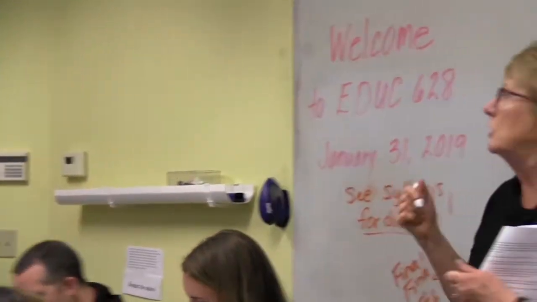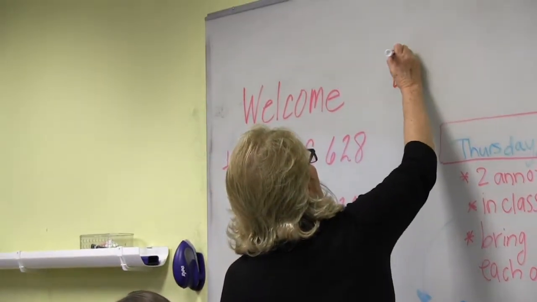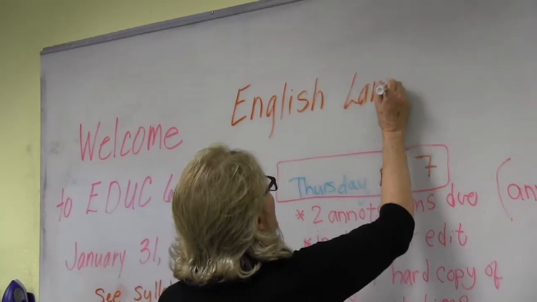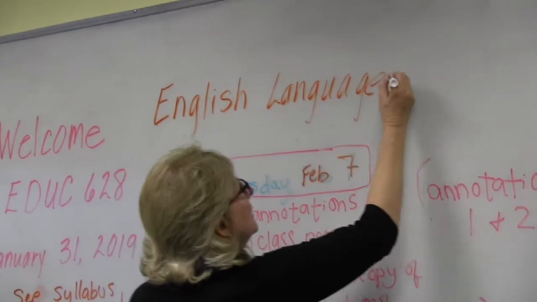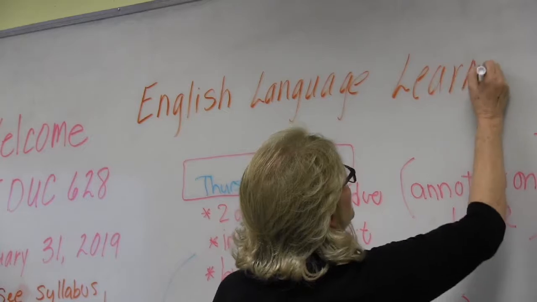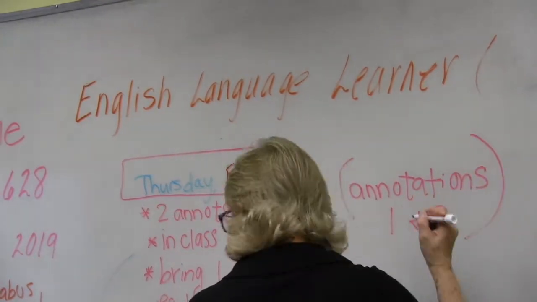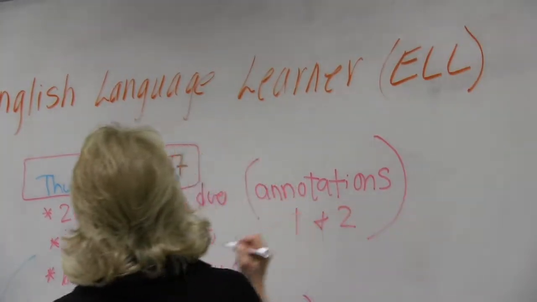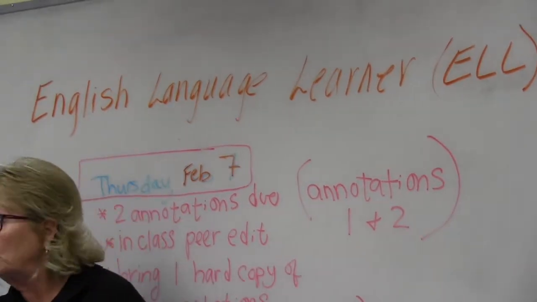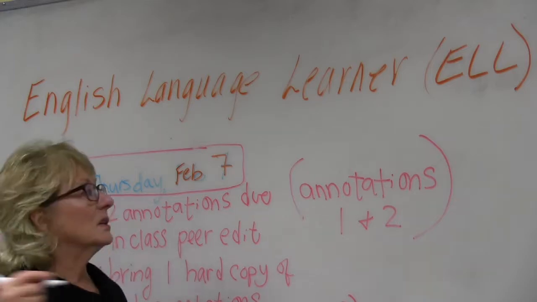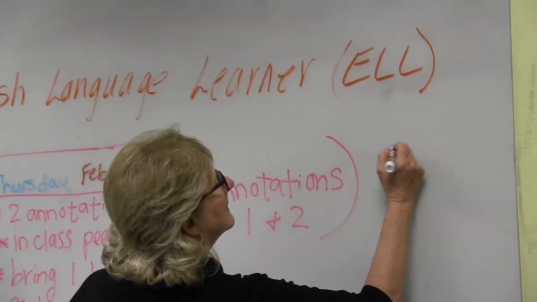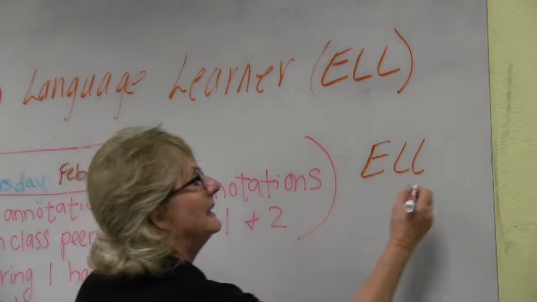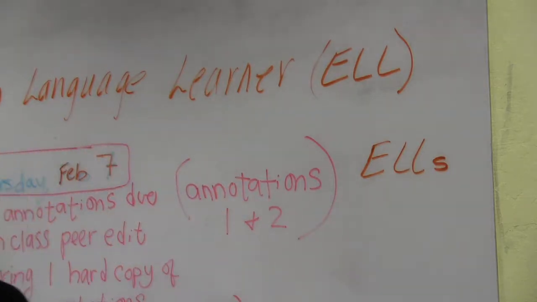English language learners, you're going to spell it out the very first time, probably in your first paragraph: English language learner, and then what should go next? ELL, thank you, the acronym. Or maybe just EL, if it's just English learner, whatever. If it's plural, how can I write it when I continue in, let's say, my second paragraph? ELL. Nope, because that's possessive. Oh, yes, that's possessive. It's going to be ELL with a little s to show that it's plural.